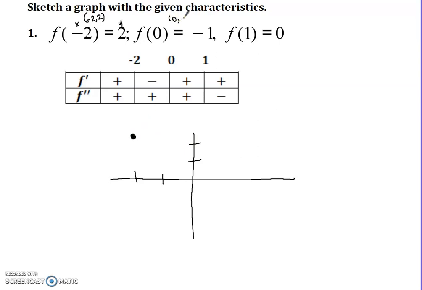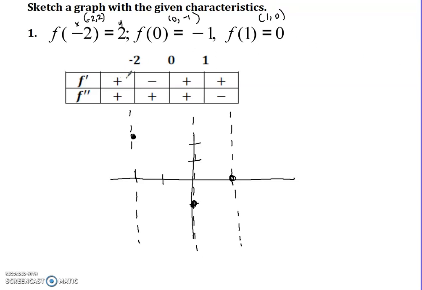Then I've got 0, negative 1. And then 1, 0. So what these 3 points do is they split up the graph into 4 sections. So I'm just going to divide it up. It just kind of helps me draw each piece of the graph. You do not have to draw these lines if you don't want to.